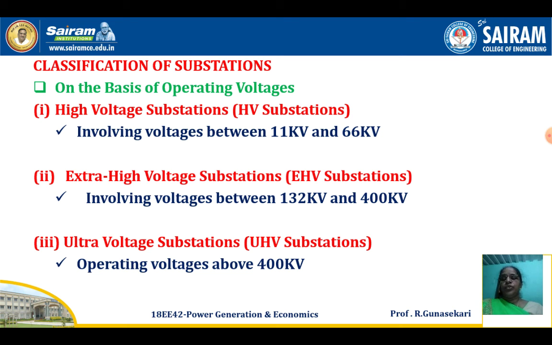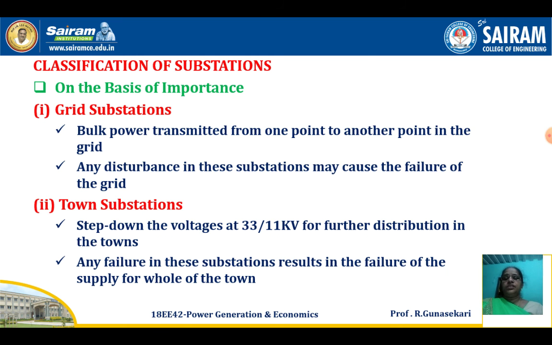Then the extra high voltage substation, the voltage range is 132 kV to 400 kV. Between 132 and 400 kV, we have to use these types of substations. Ultra high voltage substations, operating voltages above 400 kV, such types of substations are called ultra high voltage substations. This classification is mainly based on the operating voltages of the substations only.